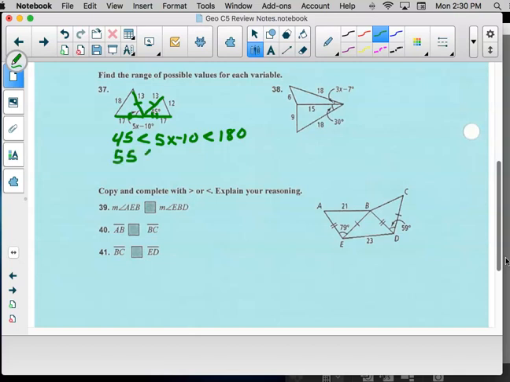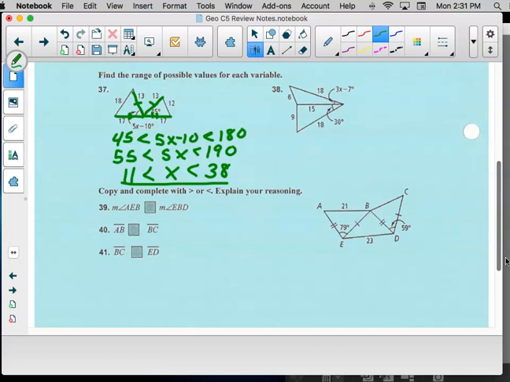I get 55 is less than 5x, which is less than 190. I divide by 5, and I get 11 is less than x, which is less than 38. So that's my range of values right there. It's 11 is less than x, which is less than 38.